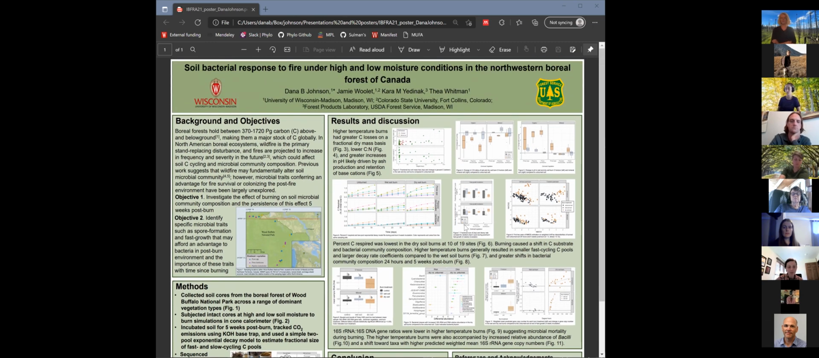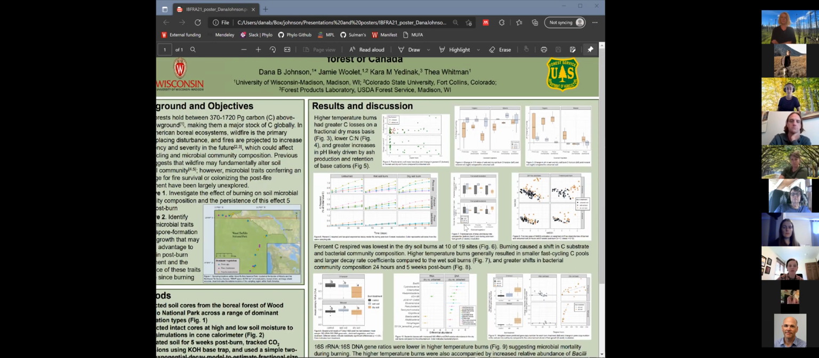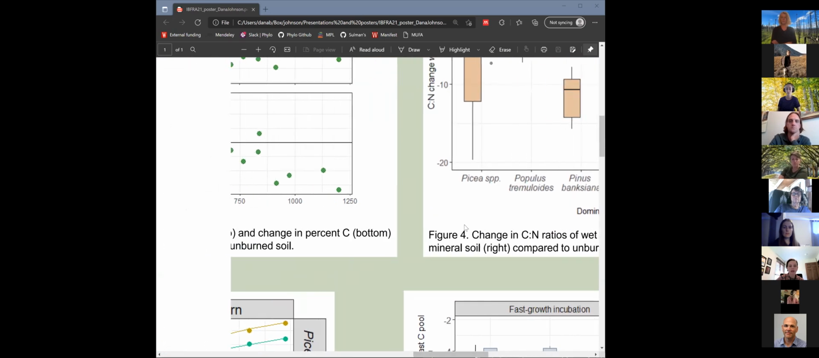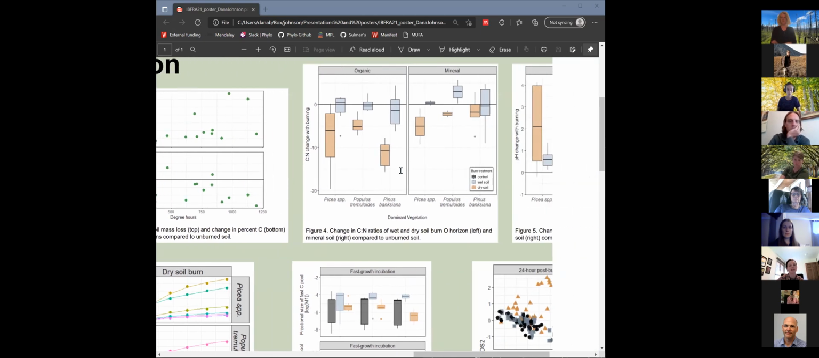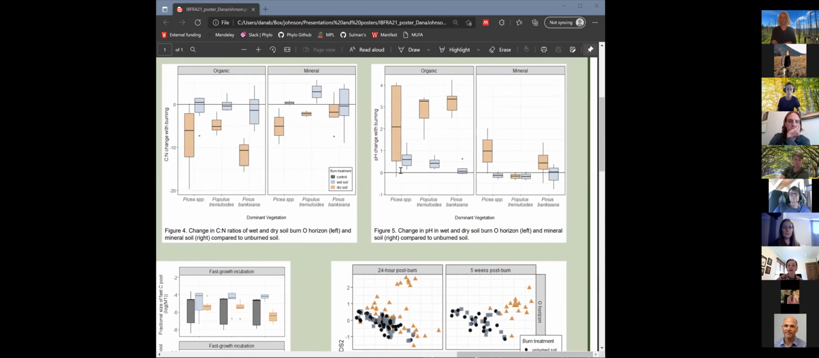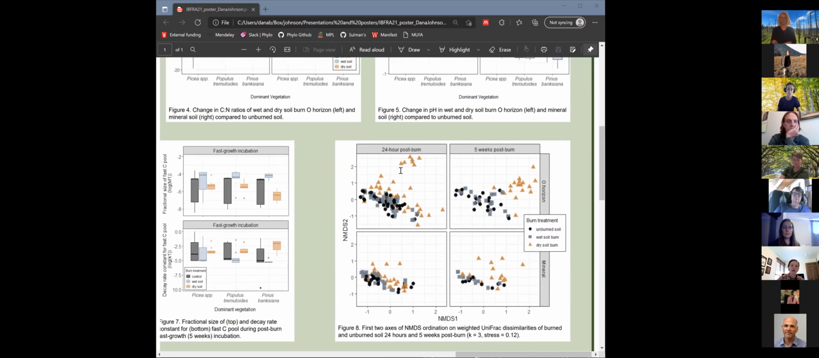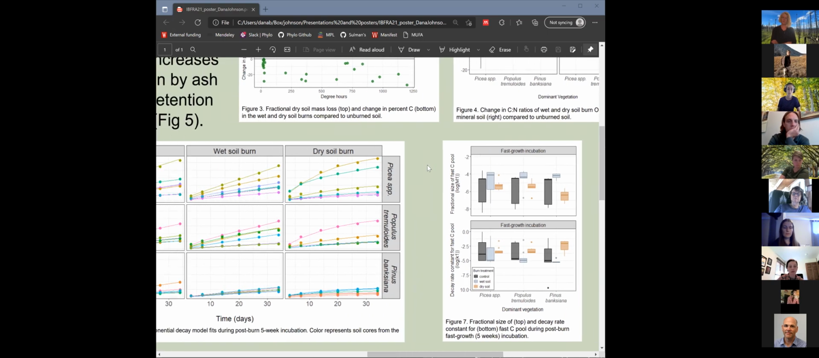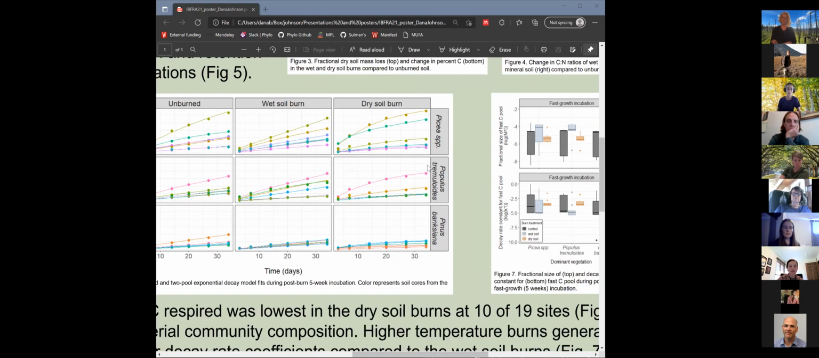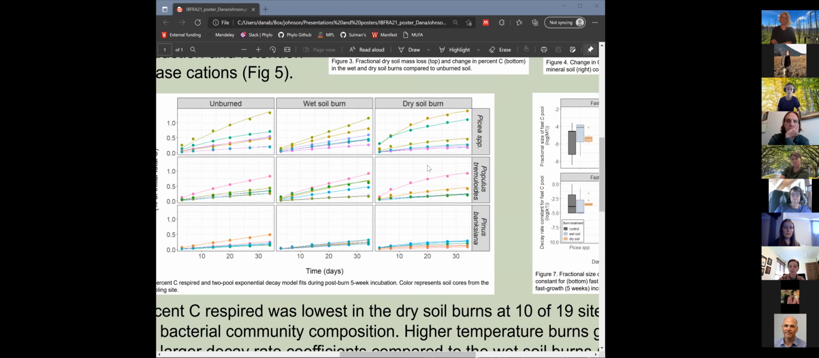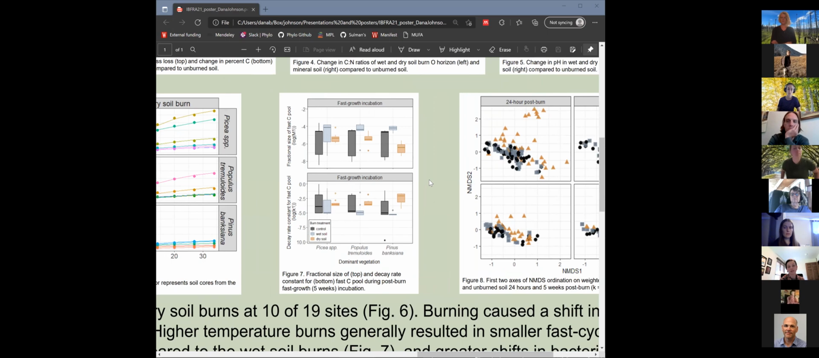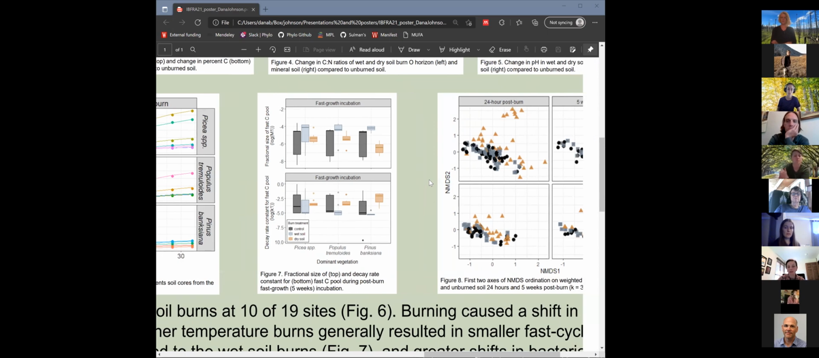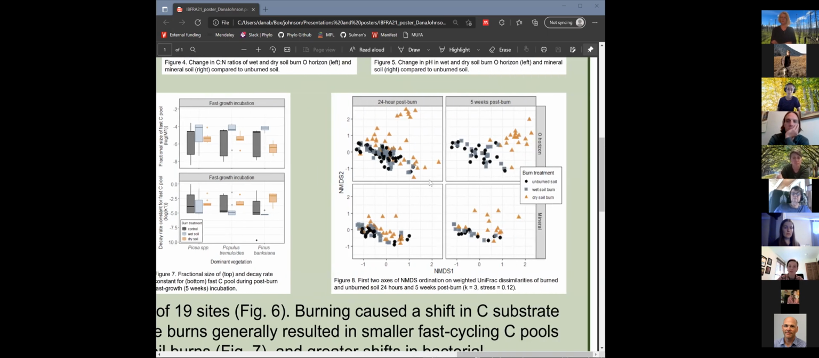And I'm just going to do a quick rundown of our results. We found that at higher burn temperatures, we saw higher rates of mass loss, which was expected, decrease in carbon to nitrogen ratios, and an increase in soil pH. Higher temperature burns also resulted in lower respiration rates in the incubations post-burn, as well as a decrease in the fractional size of the fast carbon pool and a shift in microbial community composition.